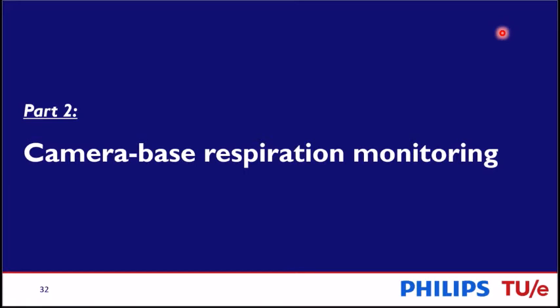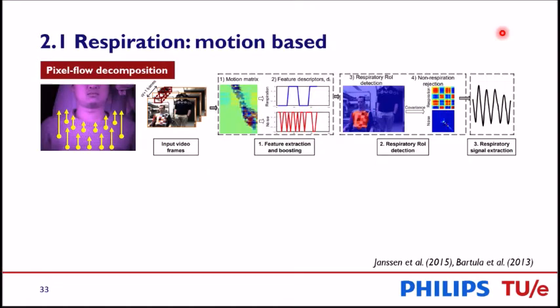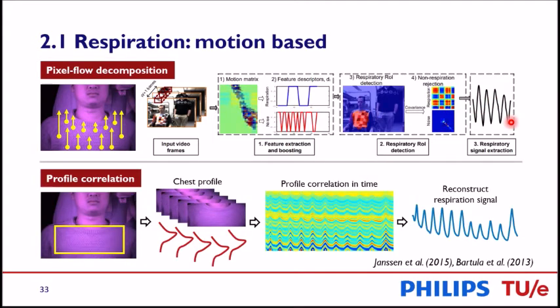Now we come to the second part, camera-based respiration monitoring. First, I will introduce motion-based respiration measurement, which uses motion tracking or motion analysis to capture the exhaling and inhaling motions. The first method is pixel flow decomposition. For example, by using the optic flow, we can capture the pixel movement, and then we store the pixel movement into traces, decompose the traces, and select the component that is related to the respiration signal as the final output. The second approach is the profile correlation, which is the main invention of our group.